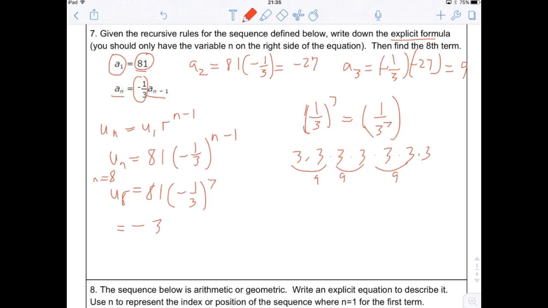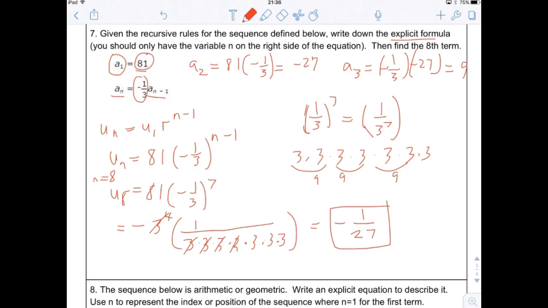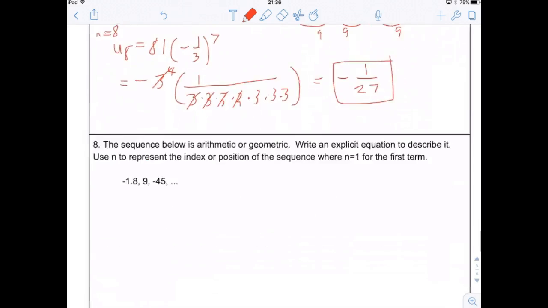All right, what I'm going to do is take the 81 and rewrite it as 3 to the 4th, because 81 is 9 times 9, or 3 times 3 times 3 times 3, right? Now I'm going to rewrite 3 to the 7th as 1 over, and I'm going to just write 3 seven times, just like I did above, right? Now I'm going to cancel them out. 3 to the 4th is going to cancel out with 4 of these, and then I'm left with negative 1 over 3 times 3 times 3, which happens to be 27. Okay? So that's my answer. Negative 1 over 27.